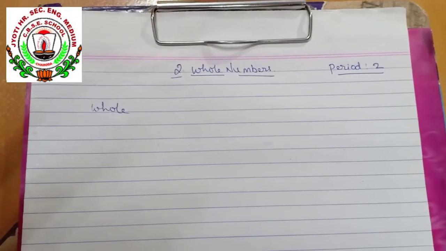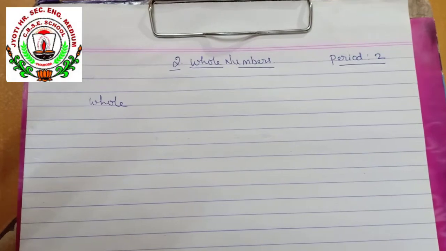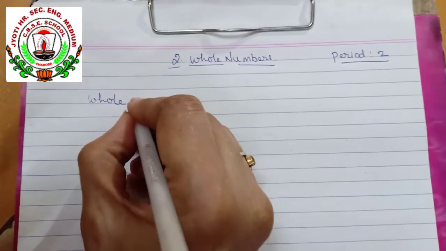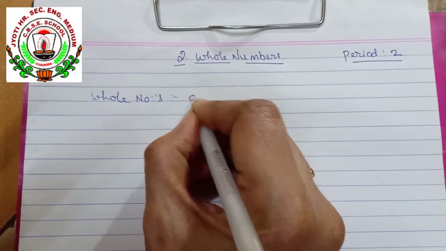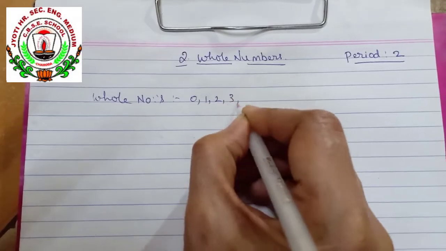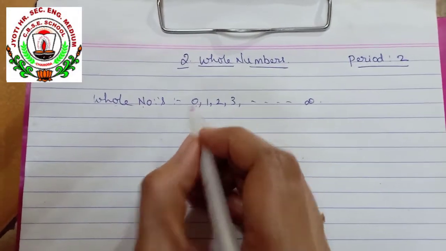Welcome to online teaching. We are continuing our second chapter, whole numbers. In the last class we have learnt about whole numbers. Whole numbers are numbers that start from 0, 1, 2, 3 and so on up to infinity. That is, whole numbers start from 0.